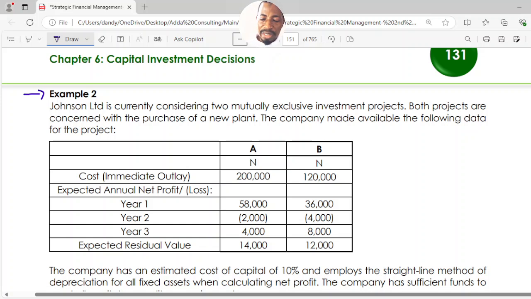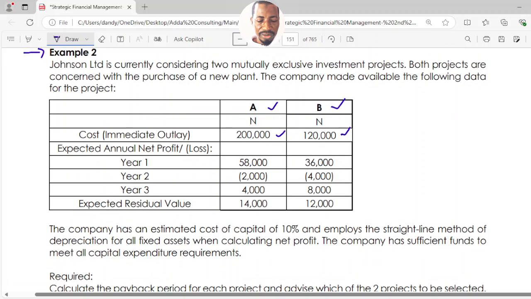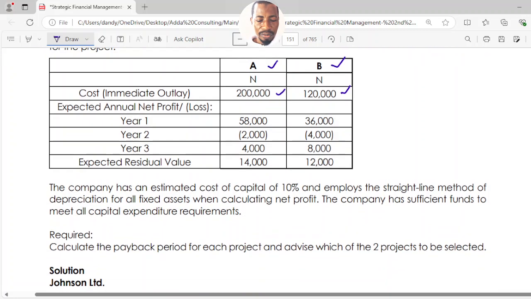So we have project A, we also have project B. Cost, that is immediate outlay, 200,000 naira. So initial outlay of projects A and B are given here. Expected annual profit or loss for year 1, year 2, and year 3. We're also given the expected residual value. The company has an estimated cost of capital of 10% and employs the straight line method of depreciation for all fixed assets when calculating net profit.